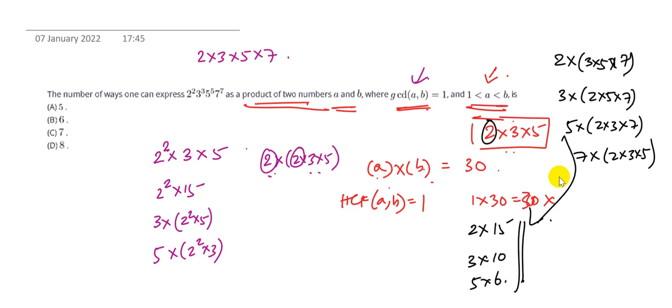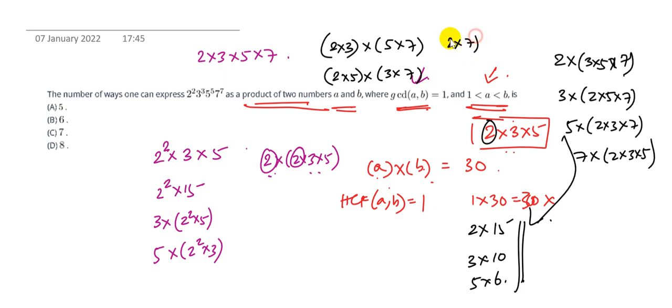Right? 4 ways. Is there any other way? No. Only 4 ways. But is there any other combination possible? No, sir. 2 into 3 into 5 into 7. Why not? This is possible. 2 into 5 into 3 into 7. This is possible. 2 into 7 into 3 into 5. This is possible.